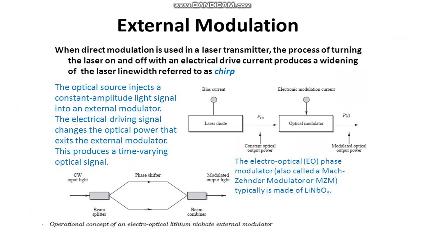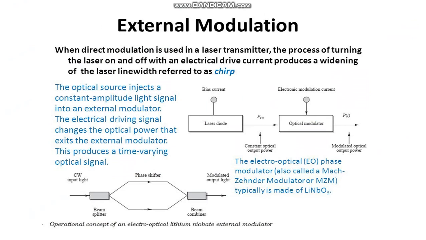When direct modulation is used in a laser transmitter, the process of turning the laser on and off with an electrical drive current produces a widening of the laser line width referred to as chirp. So for the first concept, the optical source injects a constant amplitude light signal into an external modulator. The electrical driving signal changes the optical power that exits the external modulator. This produces a time-varying optical signal.